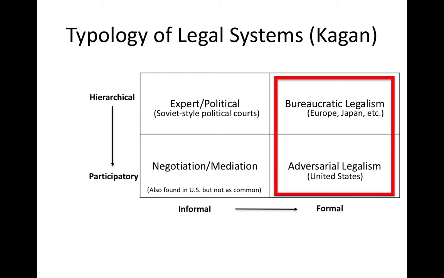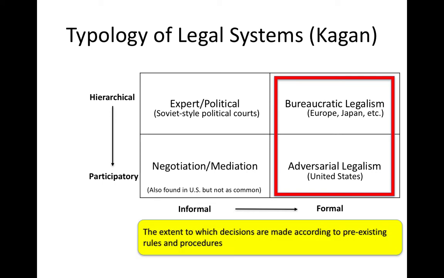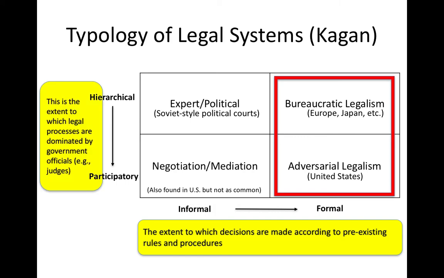So again, bureaucratic legalism is formal. It's governed by precedent. It is also dominated by a judge. Adversarial legalism is also formal, also governed by precedent, but not dominated by a judge, instead dominated by attorneys. And so these axes, just to get them out there: informal to formal is the extent to which decisions are made according to pre-existing rules and procedures, and hierarchical and participatory is the extent to which legal processes are dominated by government officials, i.e. judges.